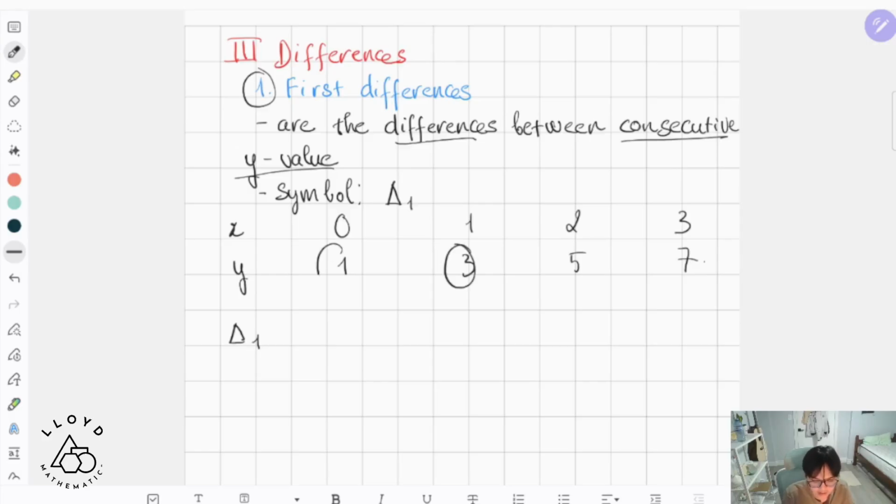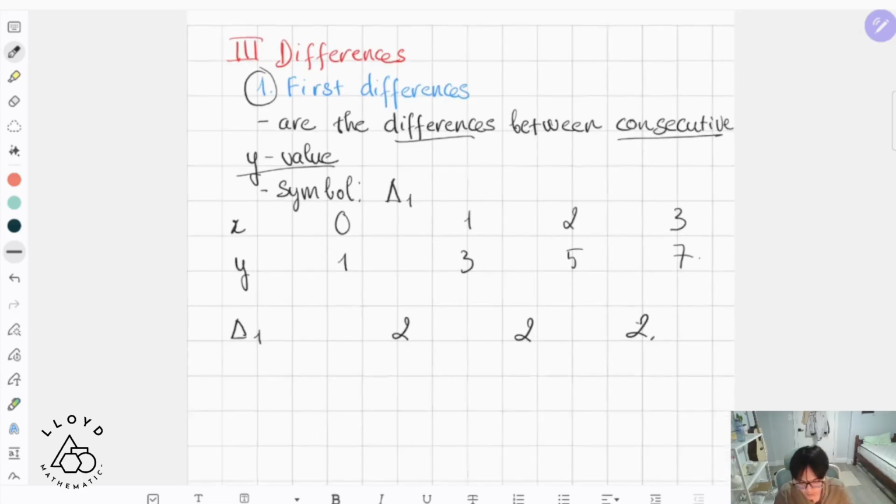So this and this are consecutive y values, right? So we need to calculate the differences between them. So 3 minus 1 is equal to 2, right? And the same with the others. These are also consecutive y values. So we calculate 5 minus 3, which is equal to 2. So I put 2 in here, and the last one is 7 minus 5, which is equal to 2. So I put 2 in here.